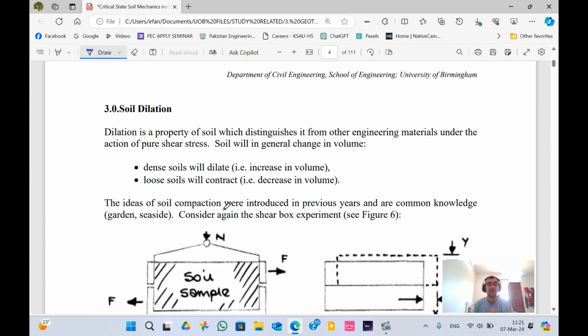And if we talk about loose soils, if we have loose soil material and we are applying a lot of stress on that material, the soil will eventually contract. What does contraction mean? In loose soil, the grains are spread out, right? So if you are increasing the stress on that material, the soil grains will continue to come near to each other and the volume will decrease.